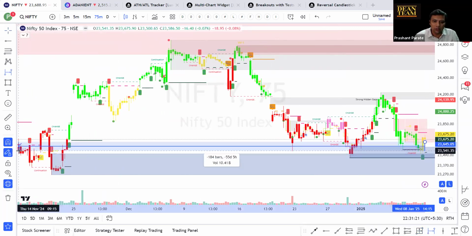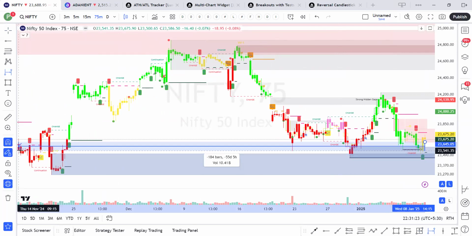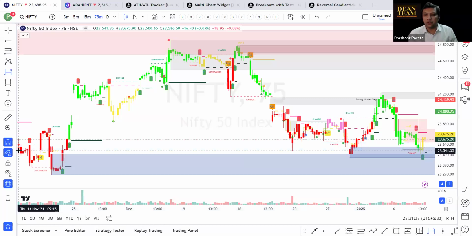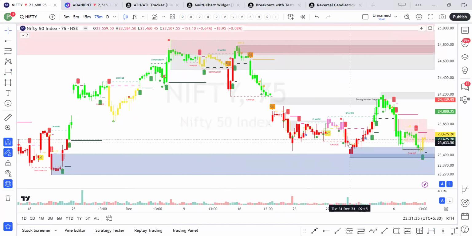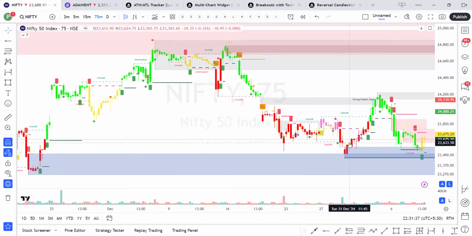See, from here to here, there are 184 candles. So roughly 150 to 200 candles. Those dots, don't worry about them for now. Just check these arrows. They are important. Okay, sir. Thank you.